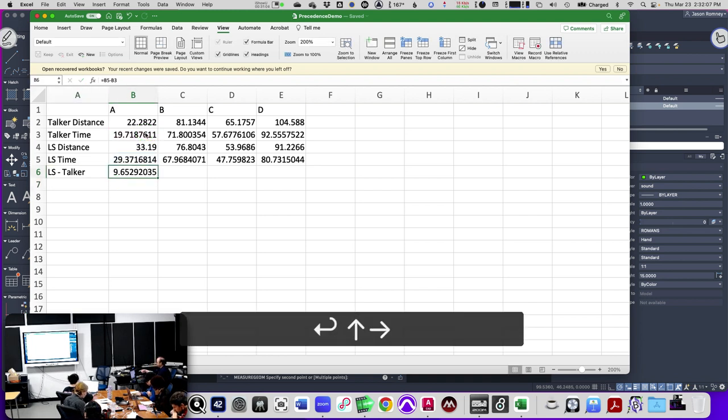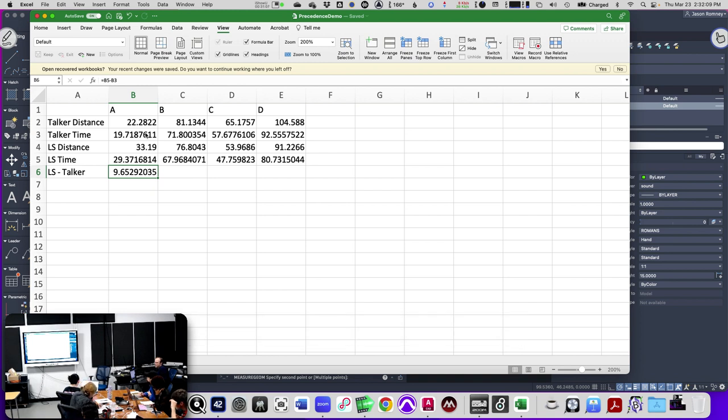So in this case, at seat A, the talker arrives 9.65 milliseconds sooner than the loudspeaker. And that would make some sense, right? Because it's closer. The talker only has to travel 19 milliseconds to get to seat A, whereas the loudspeaker has to travel 29 milliseconds to get to seat A. So the talker's going to arrive first just because it's closer. You see how that works? Everybody with me?